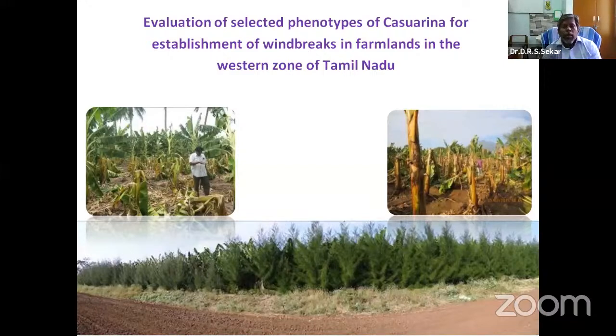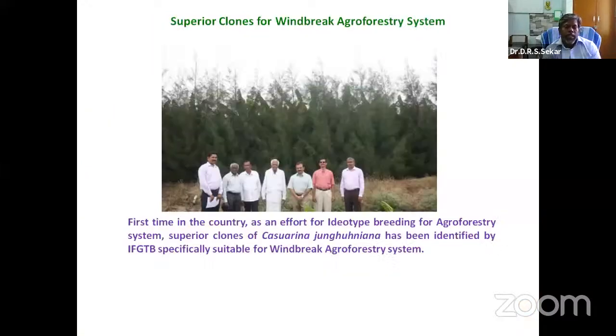IFGTB has made a very exclusive selection of windbreaks. That is the species Casuarina equisetifolia. There is another variant, that is Casuarina junghuhniana. It is tree breeding, that is, breeding done exclusively from the agroforestry system. We released some of the clones, and we were very successful, particularly in the western zone.